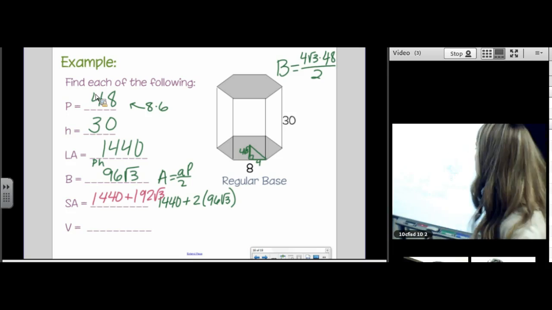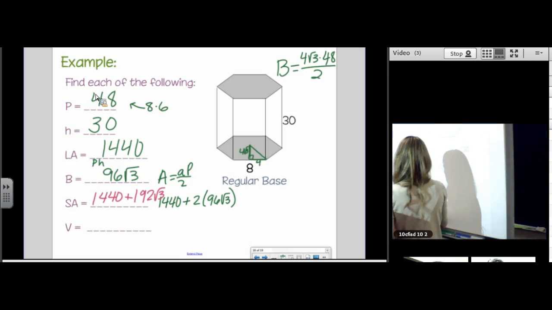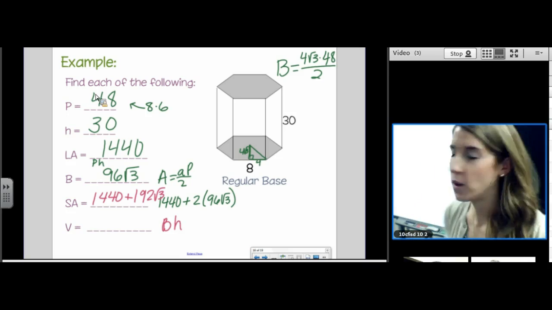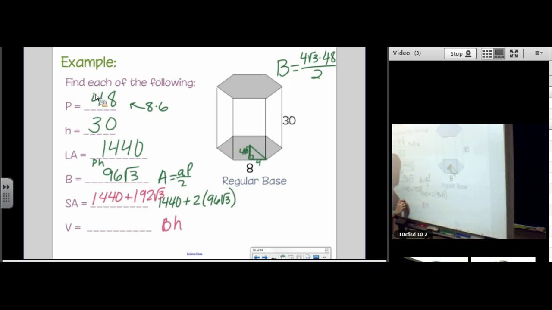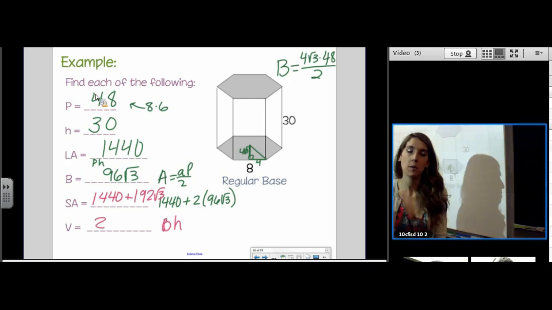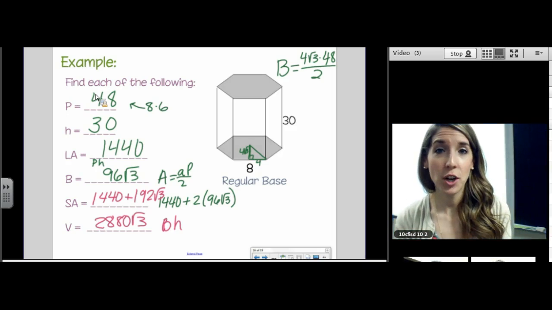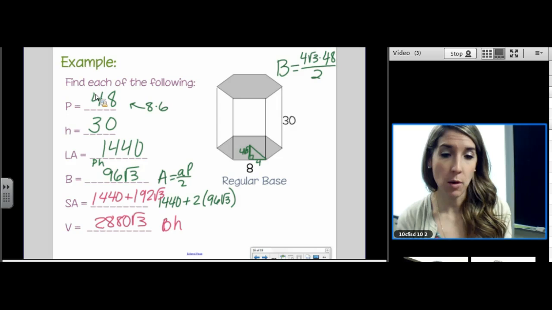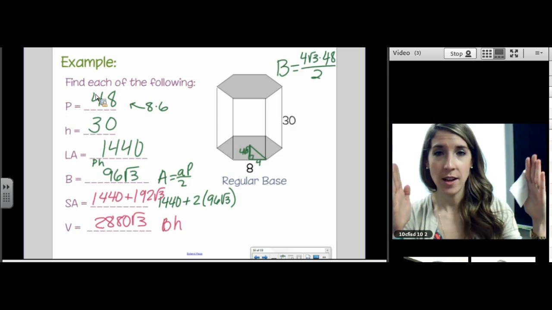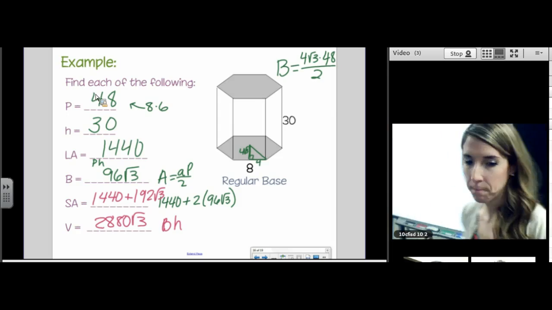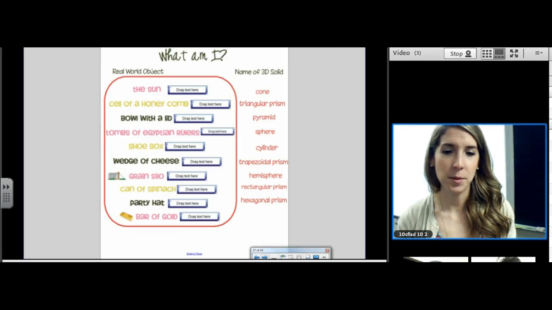Here, remember that volume is my favorite. It's just base times height. Beautiful. 2,880 root 3. Now, remember that radicals work just like variables. You're not allowed to add terms that are unlike each other, but you are allowed to multiply them. That's why our surface area, they're separate, but in our volume, it's just one number, because you are allowed to multiply an integer by a radical. Okay? So that was our only real example with actual numbers.